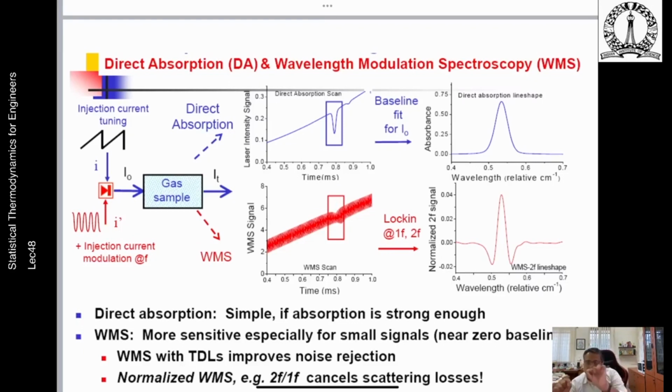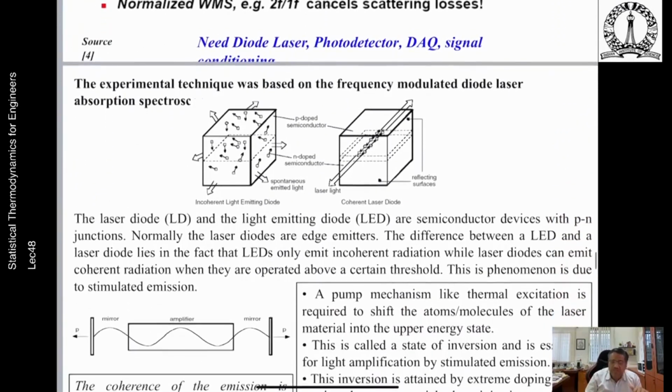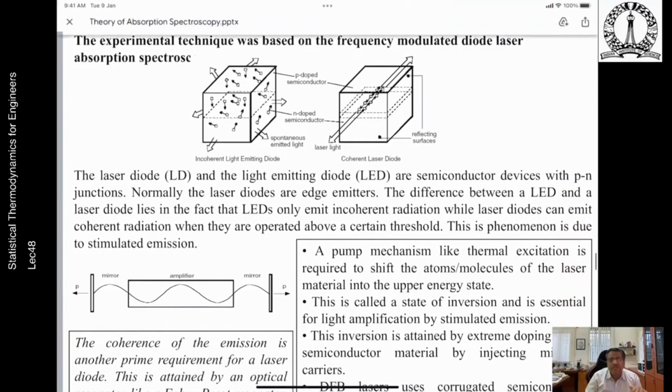Okay, so that blip, if you do the processing, will give you this kind of distribution, which is basically nothing but the direct absorption line shape function. This is done using what we call TDL, or tunable diode laser based absorption spectroscopy. There are other variations of it, like wavelength modulation spectroscopy, which we are not going to do in this particular lecture.